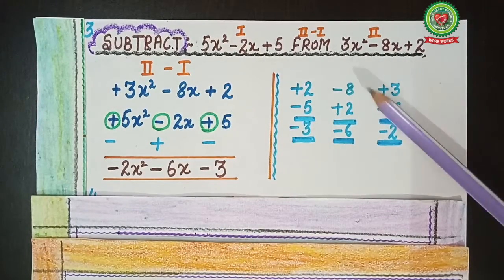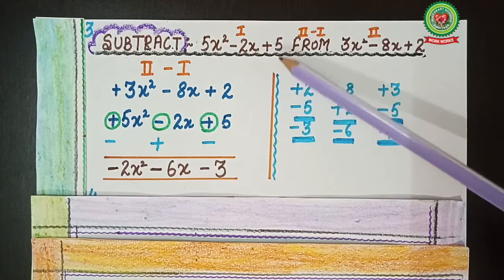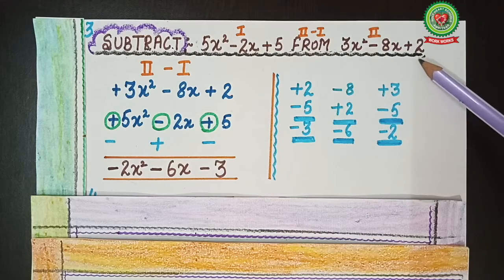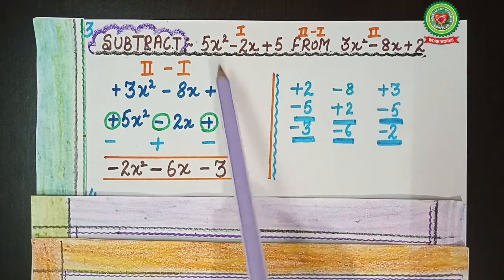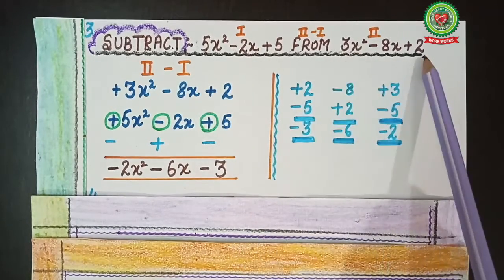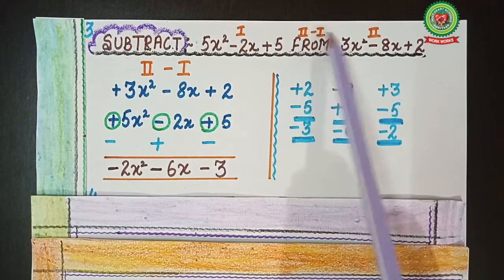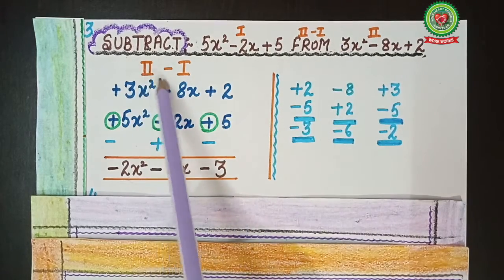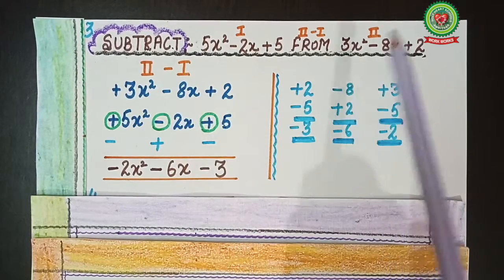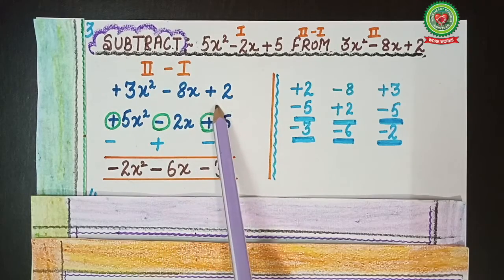Now the example number 3 is subtract 5x square minus 2x plus 5 from 3x square minus 8x plus 2. Now again you will underline this first expression, write here number 1. Second expression, underline it, write here number 2, and from means what? Second minus first. So here we will start the question by writing here second minus first. So now second expression is this. So you will write here plus 3x square minus 8x plus 2, right?